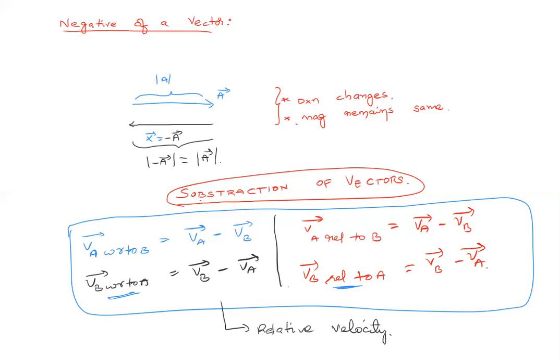About this we will discuss in detail later, so you don't need to worry about it. We will discuss this part in detail in the relative velocity chapter. For now, we'll stick to basics, that is subtraction of vectors and how you do it.